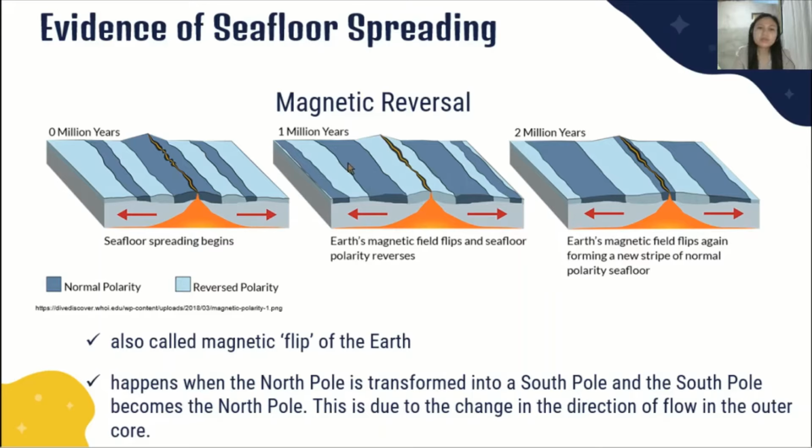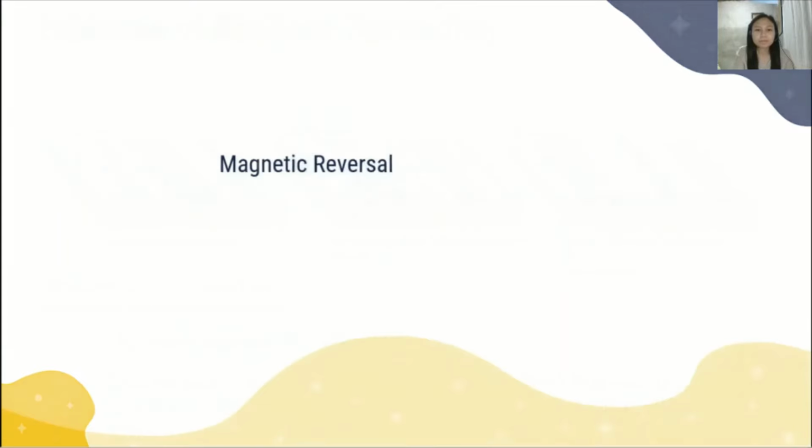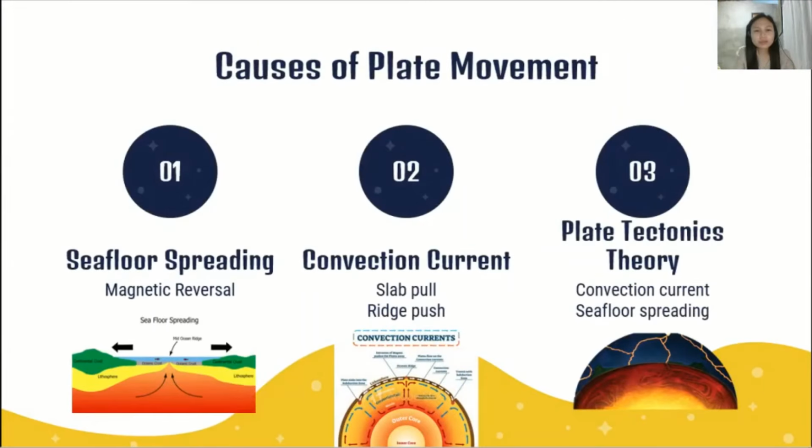Because of magnetic reversal, the proponents of seafloor spreading say that our seafloor is spreading. So this is a place of tectonic activity because it is spreading, it is moving. Okay, so we are done with seafloor spreading. Again, it was discovered by Harry Hess and Robert Dietz.